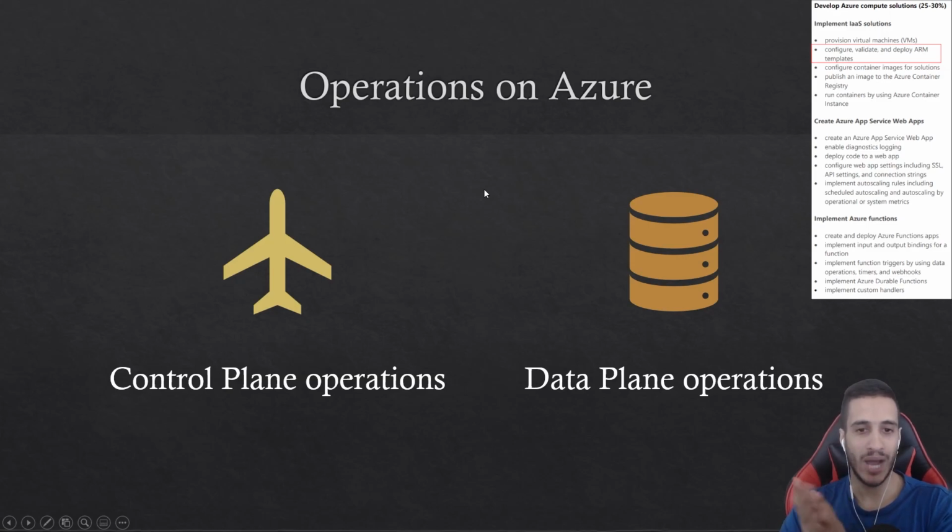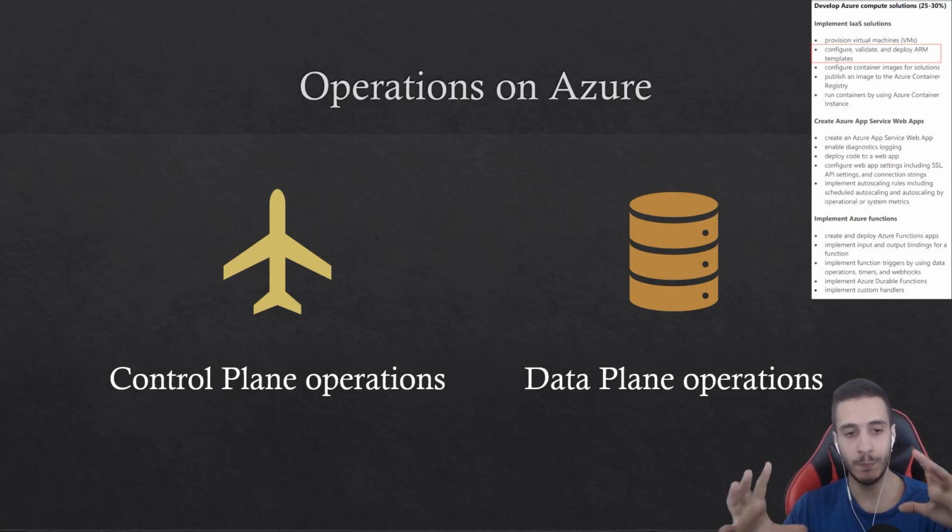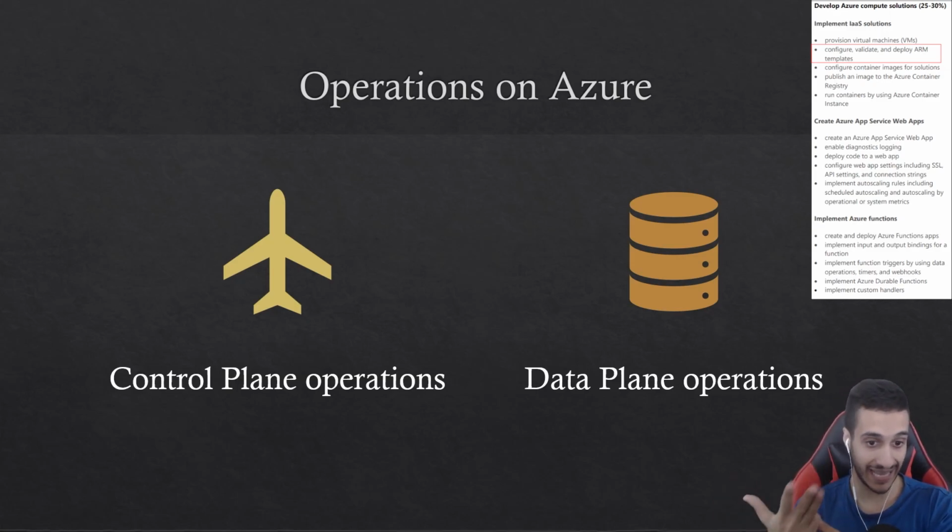So moving on to Azure ARM templates, and you are expected to configure, validate, and deploy ARM templates. But before I go deep into ARM templates, I just want to take a step back and talk about operations on Azure. So on Azure, we have two distinct types of operations. The first one is the control plane operations, and the second one is the data plane operations. So the control plane operation is basically the management operations, what we call CRUD operations: create, read, update, and delete. So when you create a storage account, for example, that is considered a control plane operation.